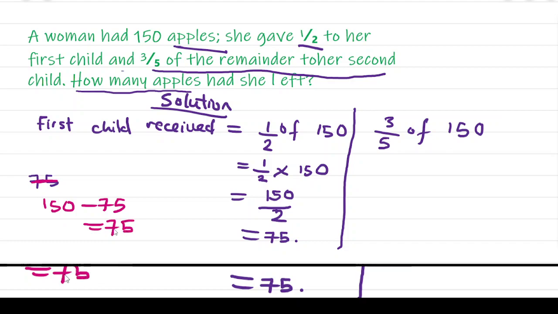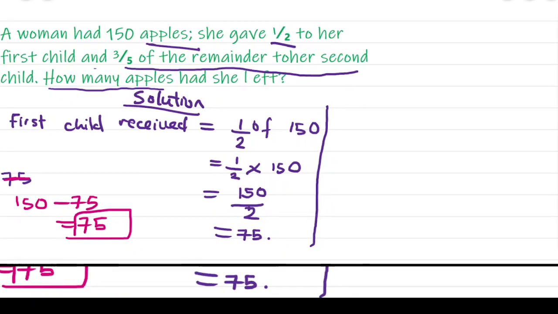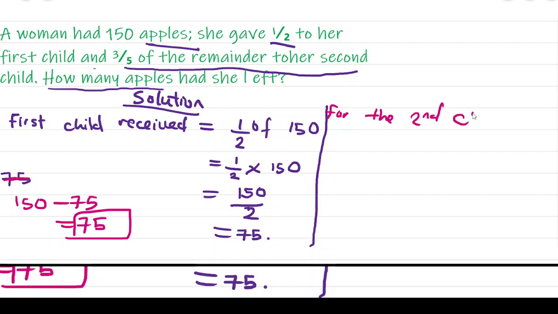So it is from this 75 apples that she gave to the second child, not from the 150, because 150 is not there anymore. The first child has already claimed her own part of the share. So rather, what you should expect here for the second child is that she received 3/5, 3 over 5 of 75. So this is 3 over 5 times 75.